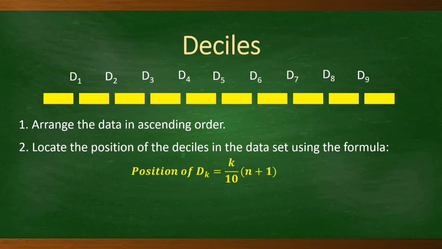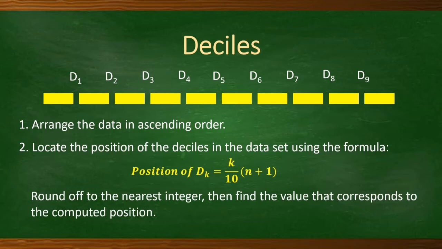Position of D sub k is equal to k over 10 times quantity n plus 1 close quantity. The value of k here, which is the numerator, is equal to the value of the decile that we are looking for. For example, we are looking for the 8th decile, therefore the value of k is 8. The fraction becomes 8 over 10. Then round off to the nearest integer. Then find the value that corresponds to the computed position.